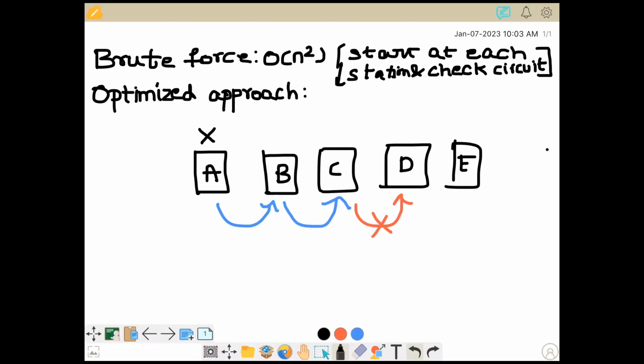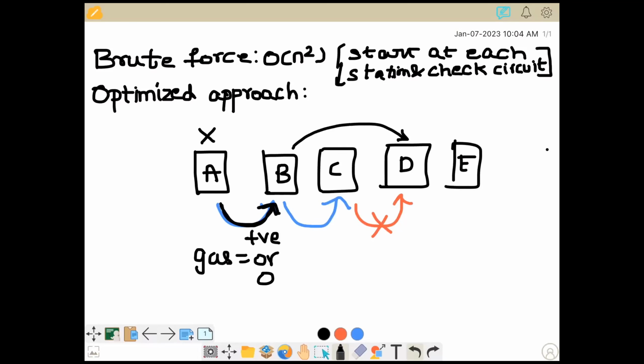But if we observe, let's say we fail at C to D and we again start at B. What is here? If we go from A to B, then we know we are carrying some positive or zero gas to B. With this positive or zero gas, we are not able to reach from B to D. So we are saying we cannot go from C to D, so we are not going from B to D as well.